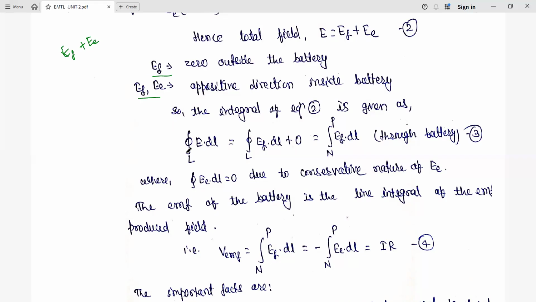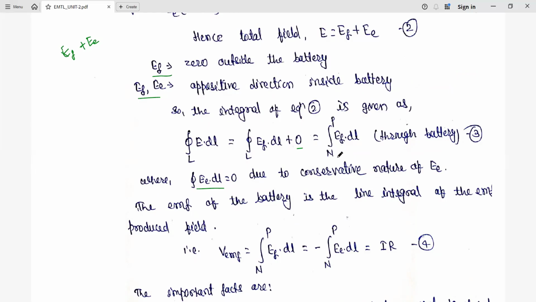So finally here, the integral of the equation 2, we have E dot dl over the closed path, which is given as the integral of E_F dot dl over the closed path plus this 0. So here, over the closed path, the integral of E_E dot dl is going to be 0 due to the conservative nature of the electric field. So we have only the component that is due to the induced EMF between the points N and P.